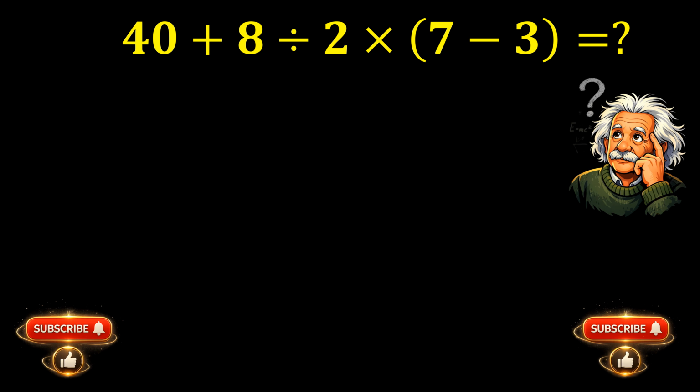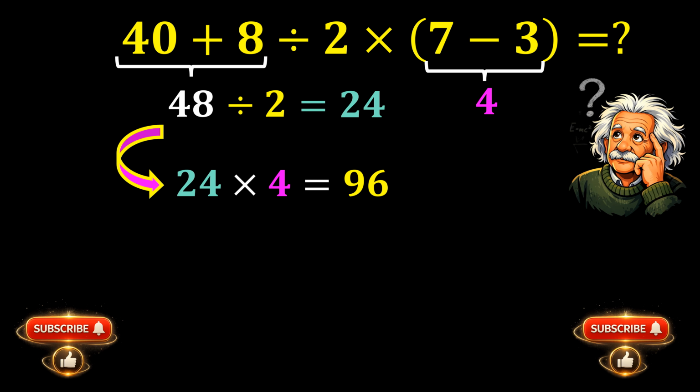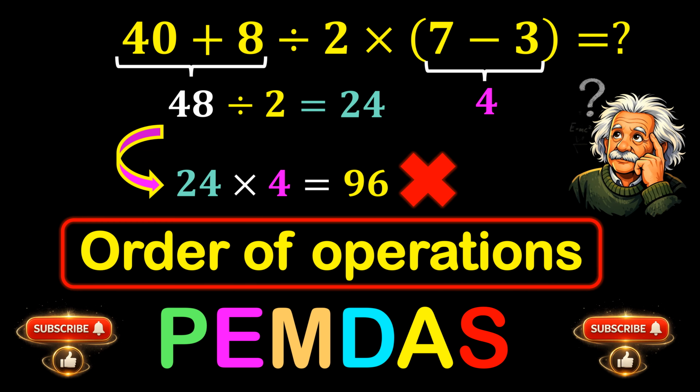The goal of this video is to find the answer to this question. 40 plus 8 equals 48, 48 divided by 2 equals 24, and the result of the parentheses is 7 minus 3 equals 4, and finally 24 times 4 equals 96. But this answer is completely wrong because we didn't follow the order of operations.